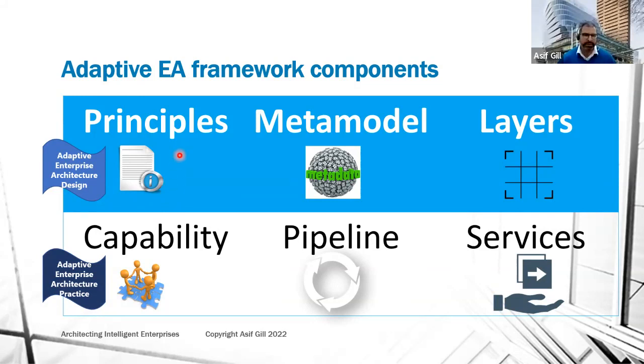Any architecture practice needs to start with principles, which can guide the design, and then the meta model. What could be the information we're going to capture about our architecture across different layers? I mentioned that in the previous slide. Not all the layers might be relevant to you.